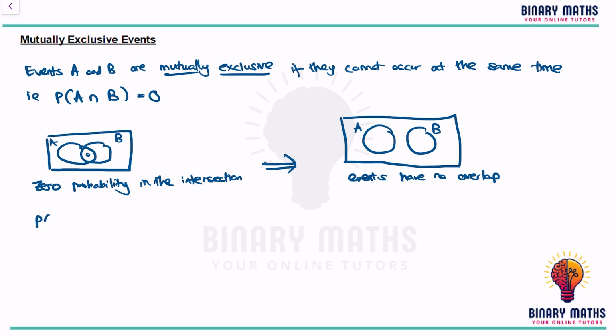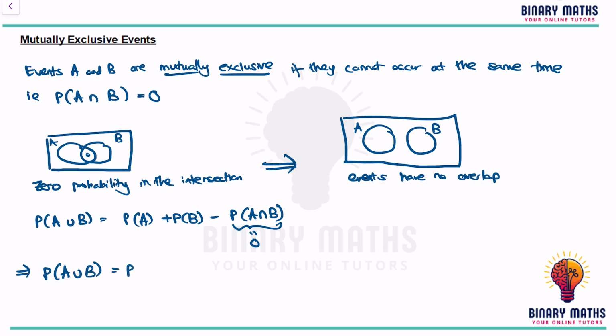Then the addition rule, which is probability of A union B, is equal to probability of A plus probability of B minus probability of A intersect B, but this is just equal to 0, which means probability of A union B is equal to probability of A plus probability of B, which is the addition rule from GCSE, but this only works when A and B are mutually exclusive events.